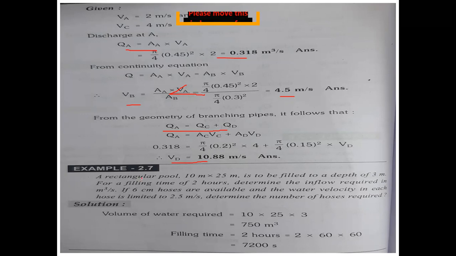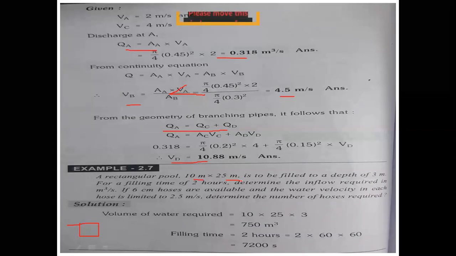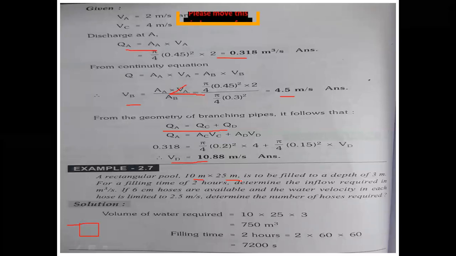Next one, see here, the rectangular pool. Now the rectangular pool is taken. A rectangular pool 10 by 25 meters, length is equal to 10, width is equal to 25, is to be filled to a depth of 3 meters. For a filling time of 2 hours, determine the inflow required in meter cube per second. If 6 centimeter hoses are available and the water velocity in each hose is limited to 2.5 meters per second, determine the number of hoses that are required.